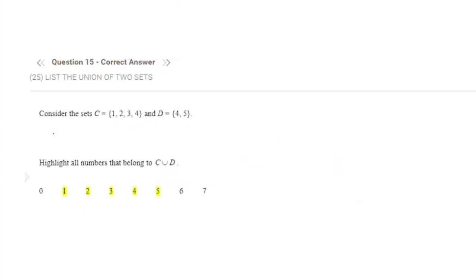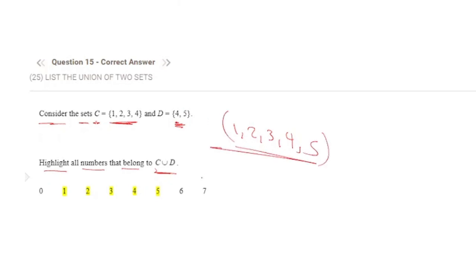Question number 15. Consider the set C contains 1, 2, 3, 4, and D contains 4, 5. Highlight all the numbers that belong to C union D. That means we mention all the numbers inside set C and set D. So it will be 1, 2, 3, 4. And in set D, 4 we have already mentioned, so it will be 5. So the answer is 1, 2, 3, 4, 5.